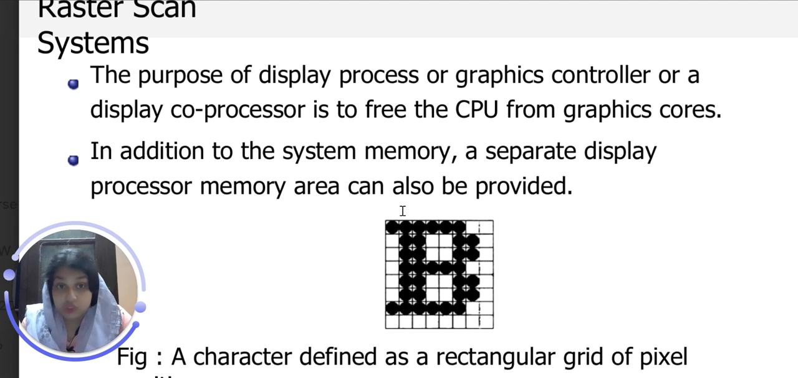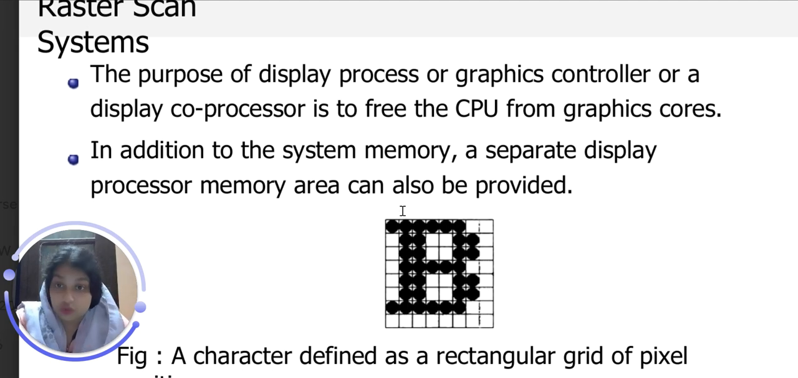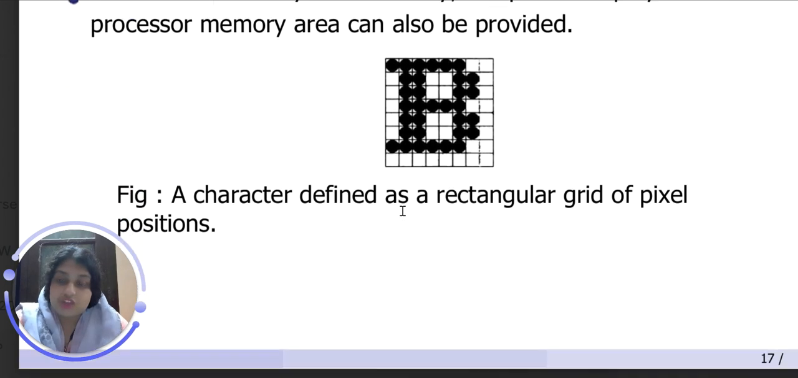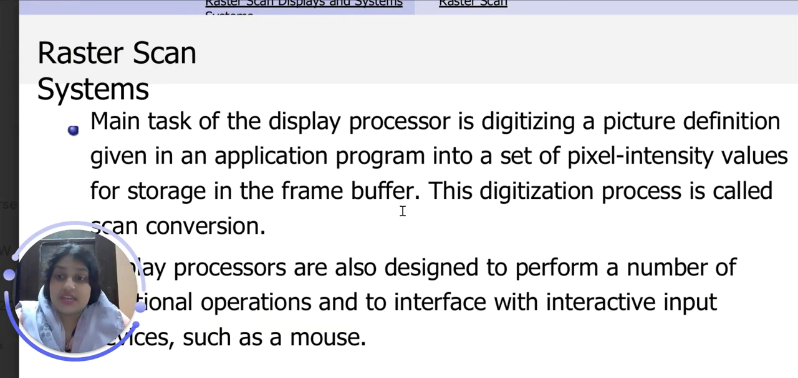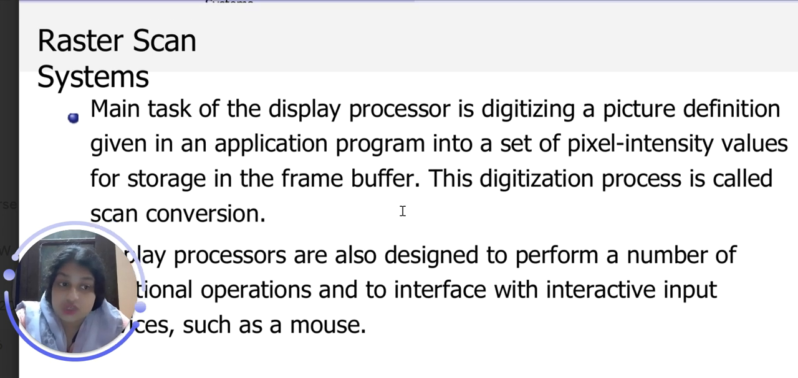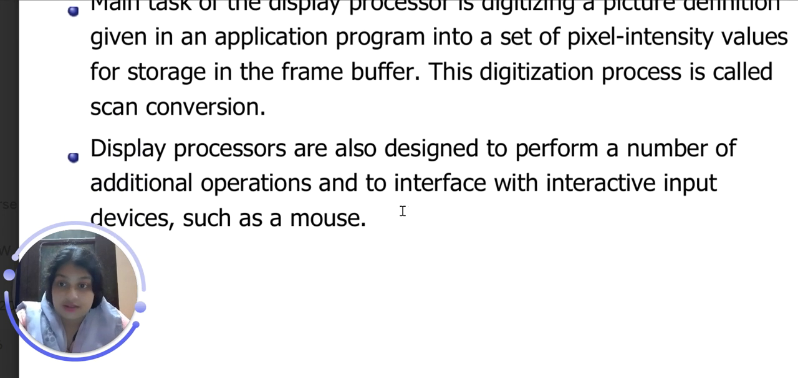The purpose of the display processor, or graphics controller, or display coprocessor, is to free the CPU from graphics chores. In addition to the system memory, a separate display processor memory area can also be provided. The main task of the display processor is digitizing a picture definition given in an application program into a set of pixel intensity values for storage in the frame buffer. This digitization process is what we call scan conversion.